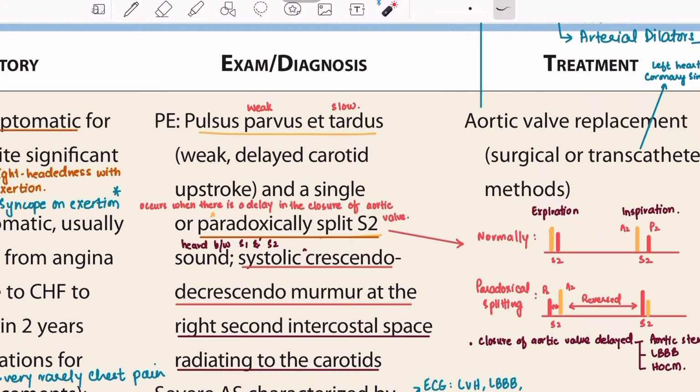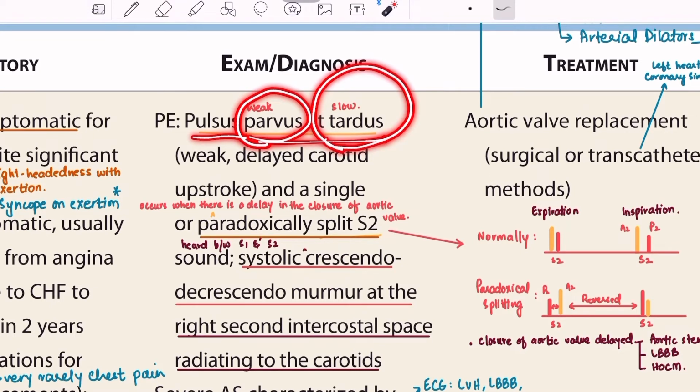So what are some of the diagnostic findings that you will find with people that have aortic stenosis? When you examine the patient, you will find pulsus parvus et tardus. Parvus basically means weak and tardus basically means slow. So your carotid pulse will be weak and delayed.